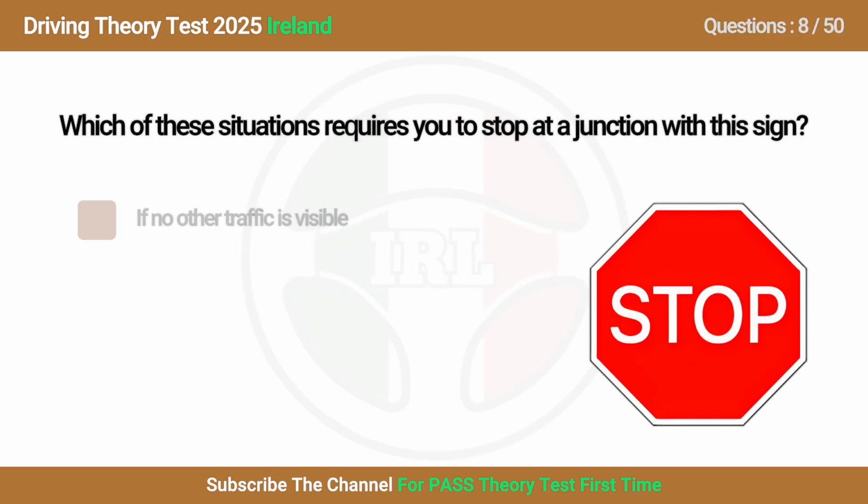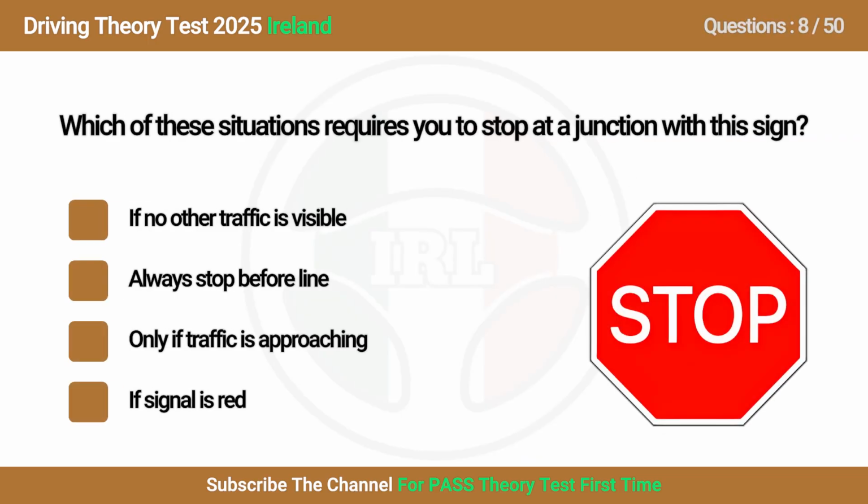Question 8. Which of these situations requires you to stop at a junction with this sign? A. If no other traffic is visible. B. Always stop before line. C. Only if traffic is approaching. D. If signal is red.